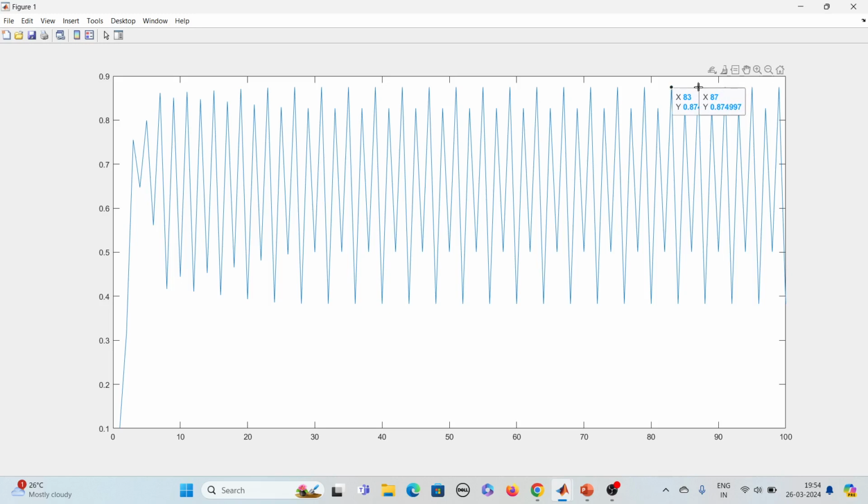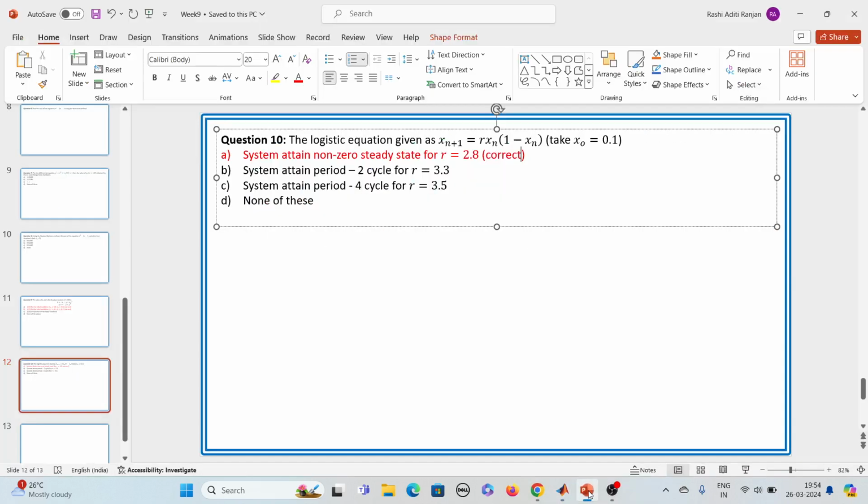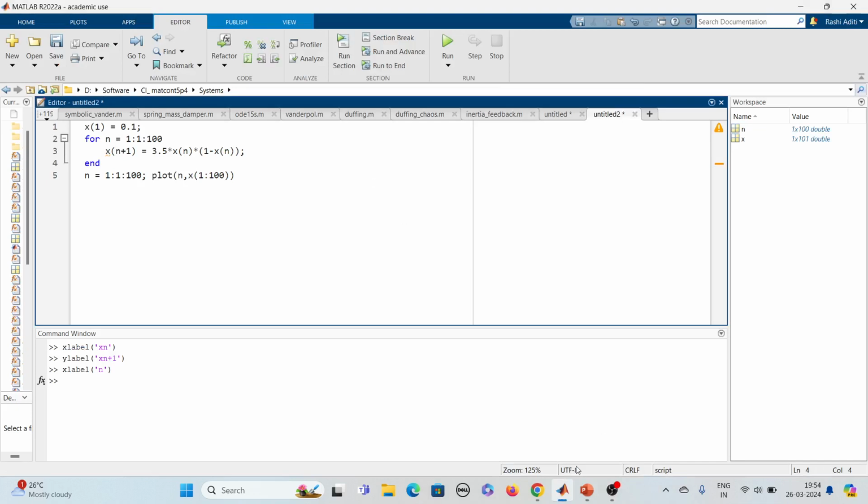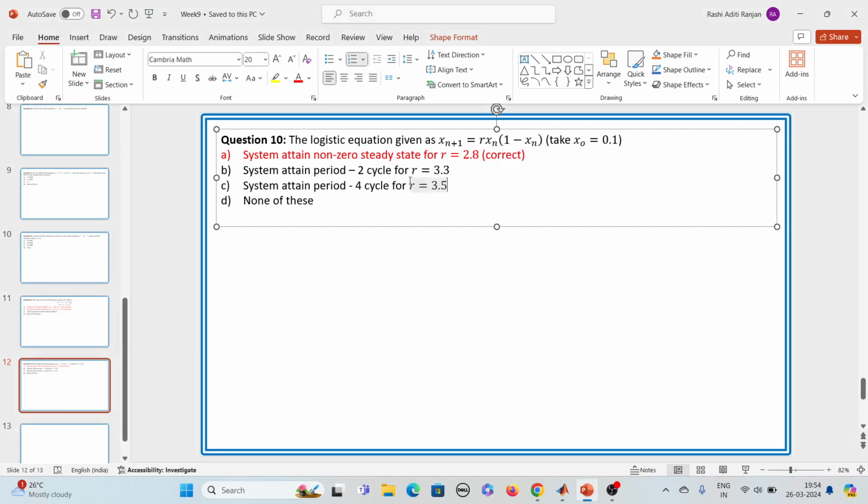You can see the difference between the generations. Here x shows the generation number, so 87 minus 83, which is 4. So you can see that for R 3.3 my system is actually a period 4 cycle. After 4 generations the value is again coming out the same. So the option that system attains period 2 cycle for R 3.3 is incorrect, because for R 3.3 my system is having a period 4 cycle. Now if I consider R 3.5, oh sorry, I took R 3.5 only, not 3.3. For 3.5 it is correct. It is a period 4 cycle.